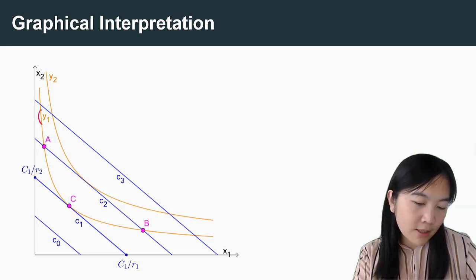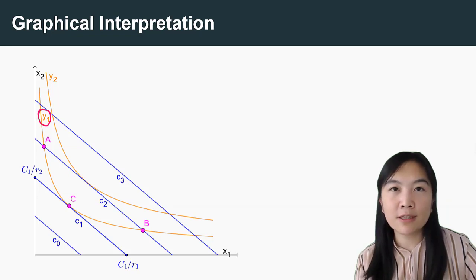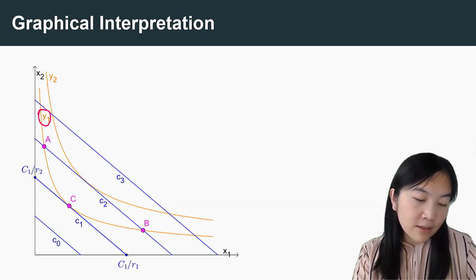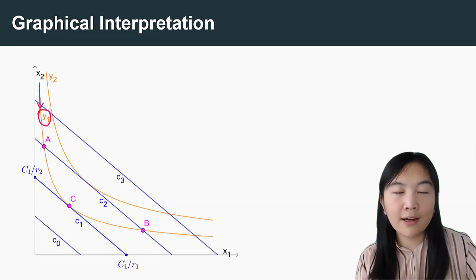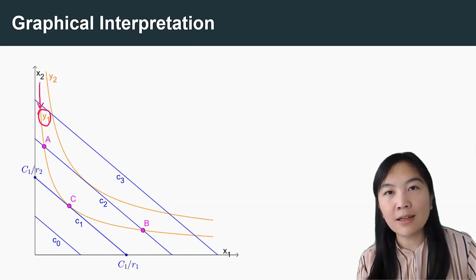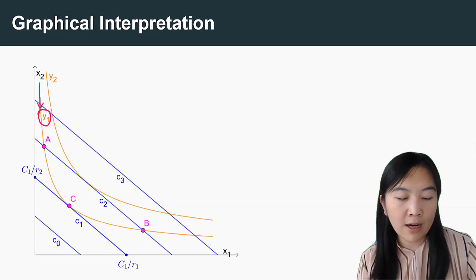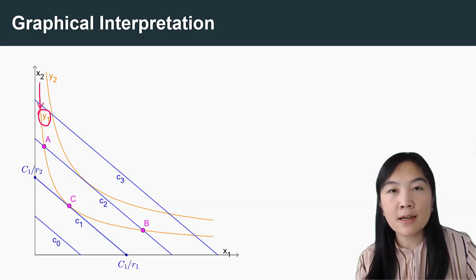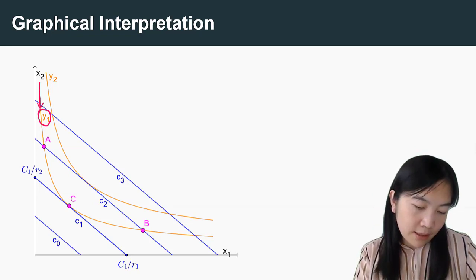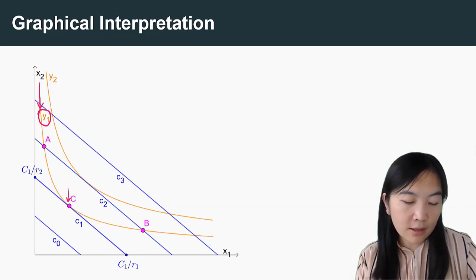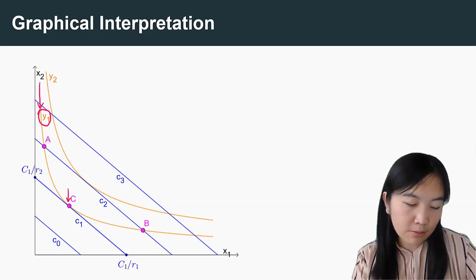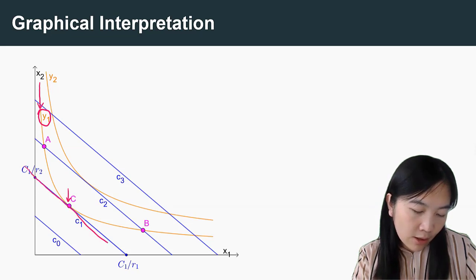So let's focus on this Y1 here. The isoquant curve for the output level of Y1 is the isoquant curve there. And the optimality condition is telling us that in order to produce Y1, the least cost combination of inputs should be here at point C, where the slope of the isoquant curve is the same as the slope of the isocost line.